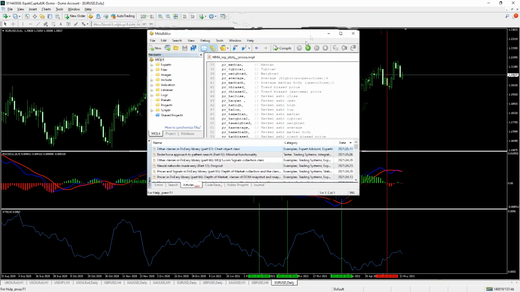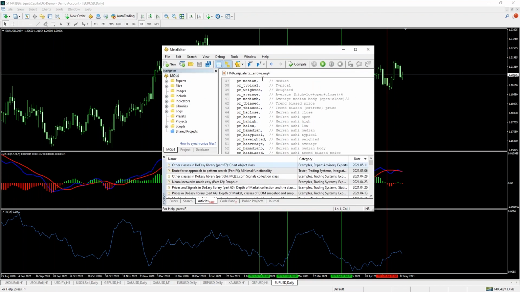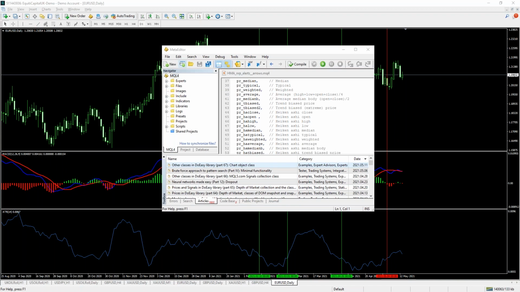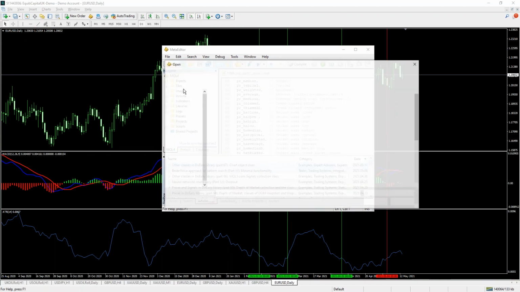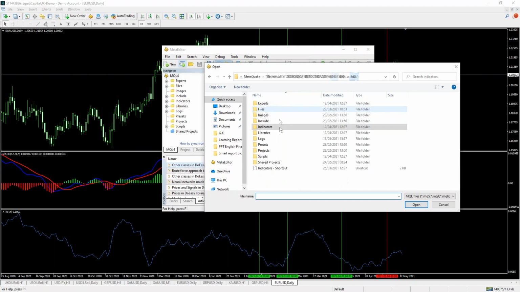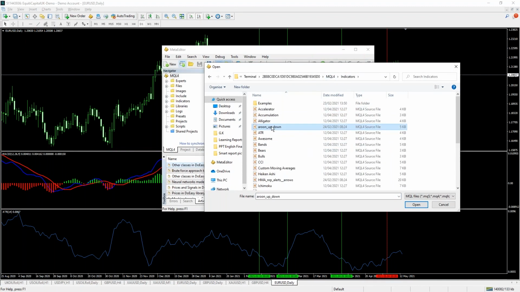Once you click on it, it would give you another tab, another window. Click on File, Open, and then go to the indicator section. It would give you something like this. Go to the indicator section.